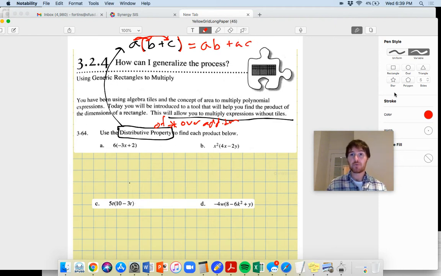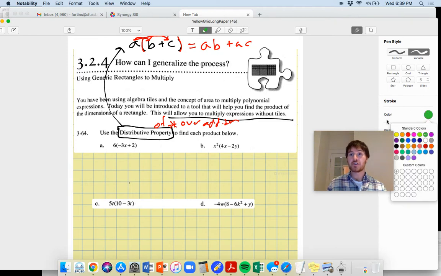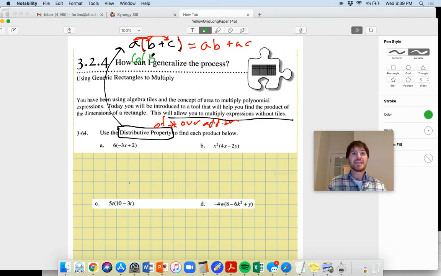Let's do an example using actual numbers here. What if A is 6, I'm just making up these numbers, B is 5, and C is 2? That would equal 5 plus 2 is 7, times 6 is 42. But here's another way you can do it. You can use the distributive property. 6 times 5, that's 30. And 6 times 2, that's 12. And once again, we wind up with 42.